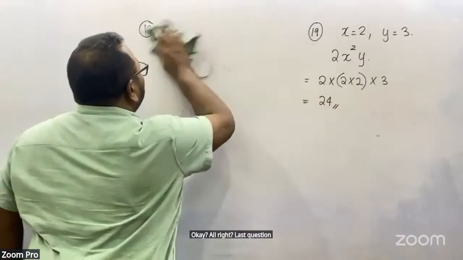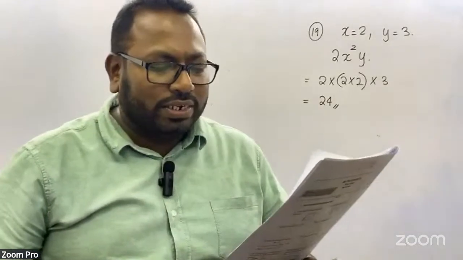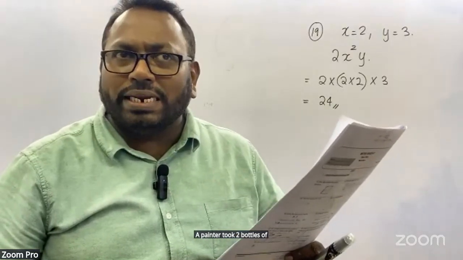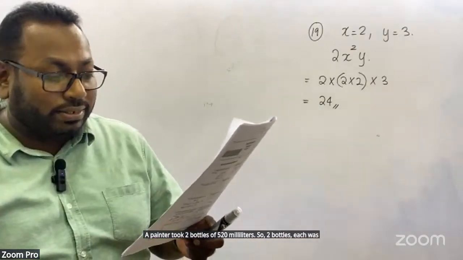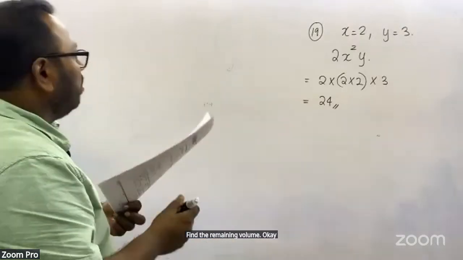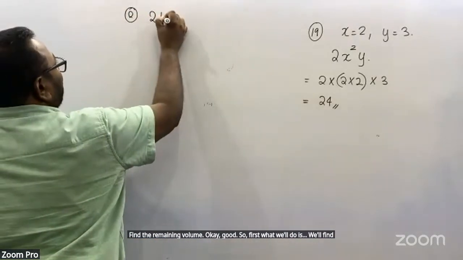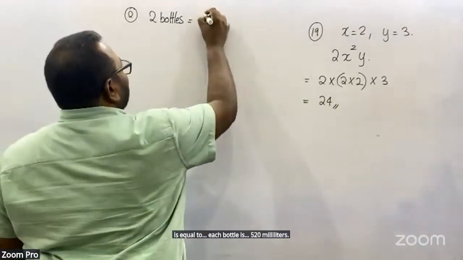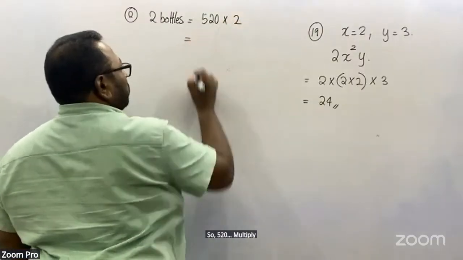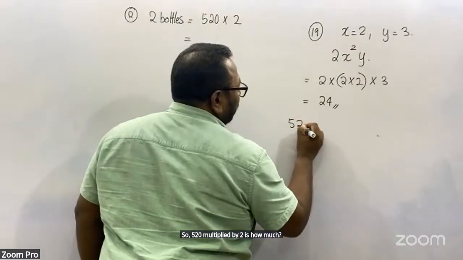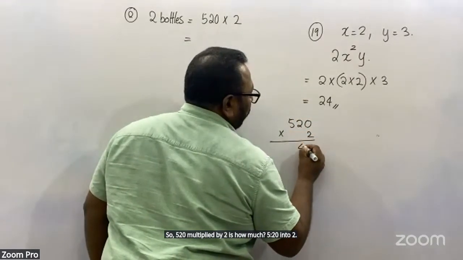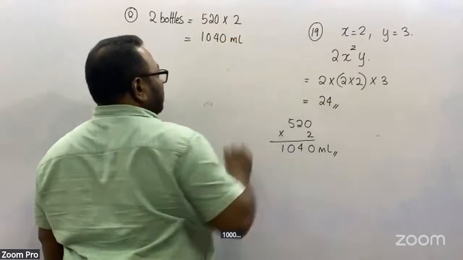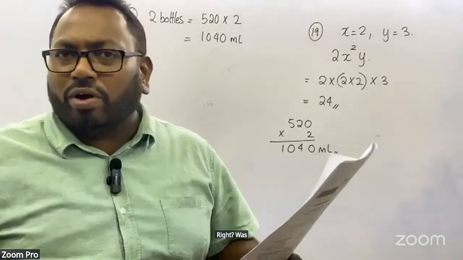Last question. There is a 20-liter paint bucket. A painter took 2 bottles of 520 milliliters. So 2 bottles, each was 520 milliliters. Find the remaining volume. Okay, good. So first we'll find 2 bottles, each bottle is 520 milliliters. So 520 multiplied by 2 is how much? 0, 4, 10. How much? 1040 milliliters was removed from the paint bucket.